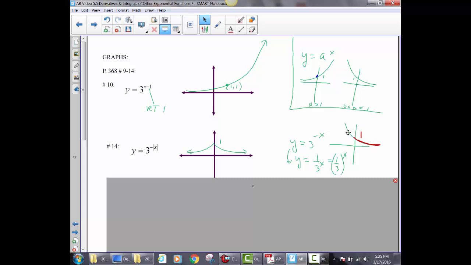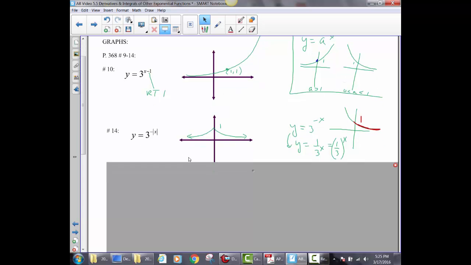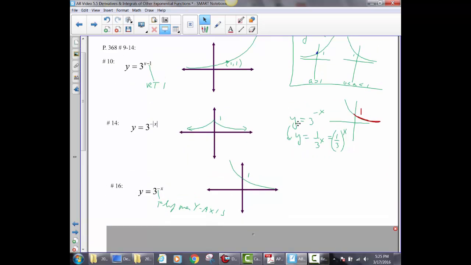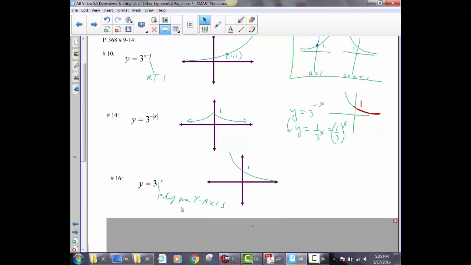Either way, the whole green graph here is the graph of y equals 3 to the negative x. But what we're doing here is putting an absolute value around the x. So what we're saying is whatever happens when x is positive is going to happen when x is negative. So when x is positive, we get this little red portion here. So we're going to just flip that over the y-axis. So y equals 3 to the x would look like this. Flip it over the y-axis, it looks like that.